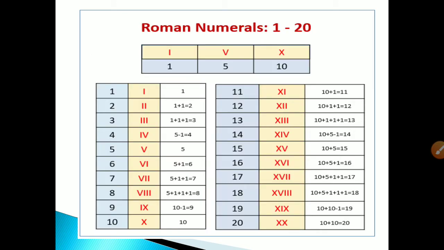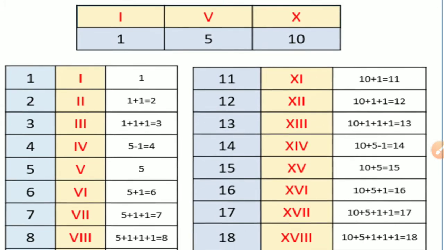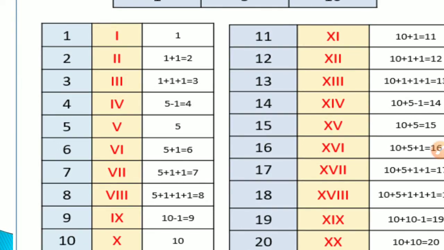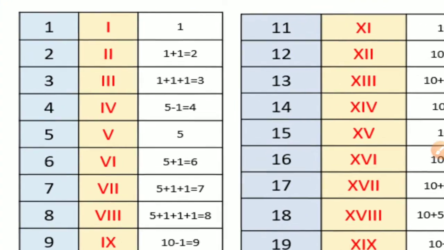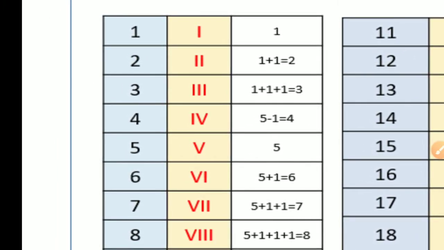Now these are Roman numerals from 1 to 20. The value of I is 1, the value of V is 5, and the value of X is 10. For 1 we will write I. For number 2 we will write II. 1 plus 1 is equals to 2. For number 3 we will write III. 1 plus 1 plus 1 is equals to 3. For number 4 we will write IV. So the value will be 5 minus 1 is equals to 4.